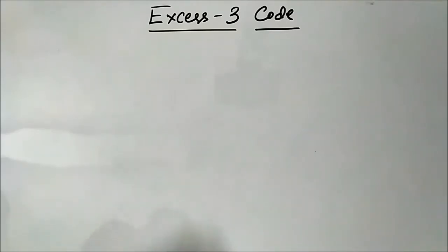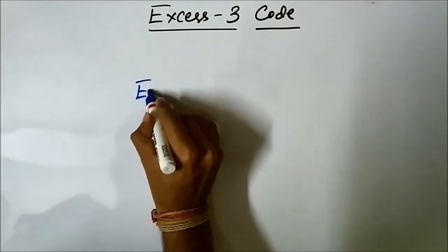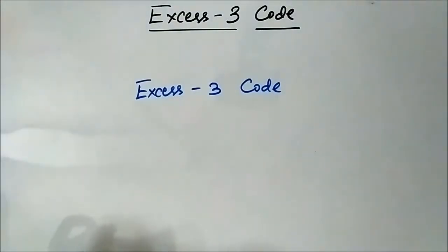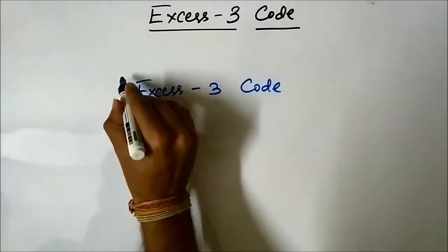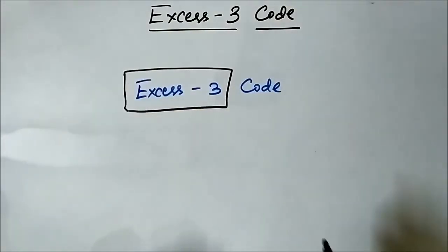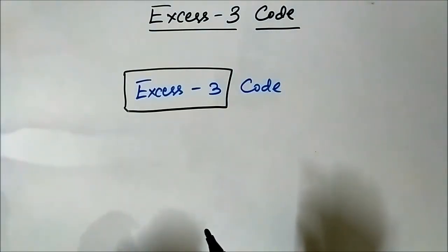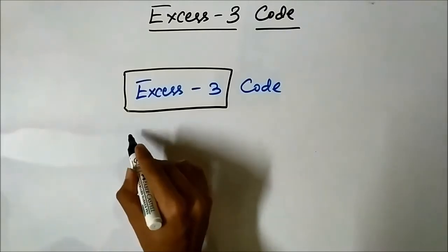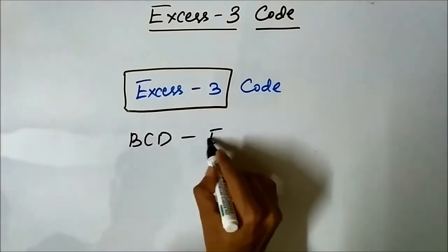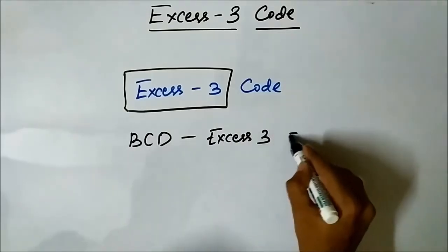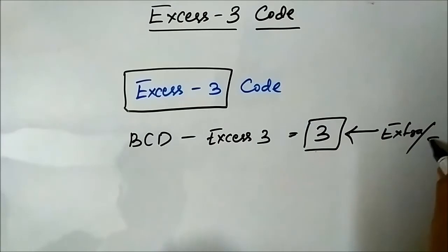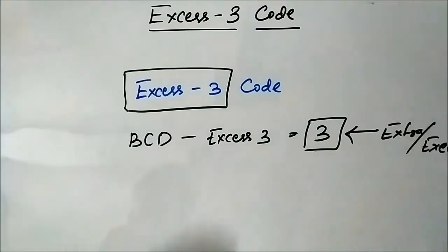The name itself, excess 3, explains everything about this coding system. The difference between BCD and excess 3 lies in this part. Excess 3 means 3 extra to BCD. So we can say that the difference between BCD and excess 3 is this 3 which is extra, which is excess. So how it happens, we'll see.